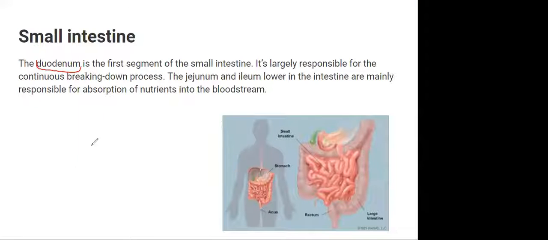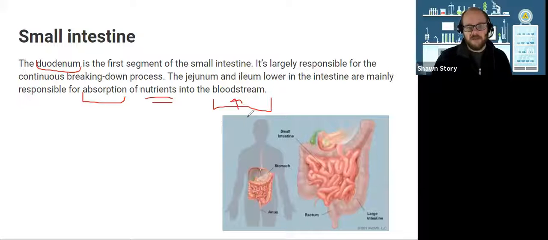Small intestine. The duodenum is the first segment of the small intestine. It is large, responsible for the continuous breaking down process. The jejunum and ileum lower in the intestine are mainly responsible for absorption of nutrients into the bloodstream. Yep. And so this is when all that good stuff is going into our body, right? That it's entering our blood system, and then our circulatory system is carrying it around to all the different parts of our body, to those cells.